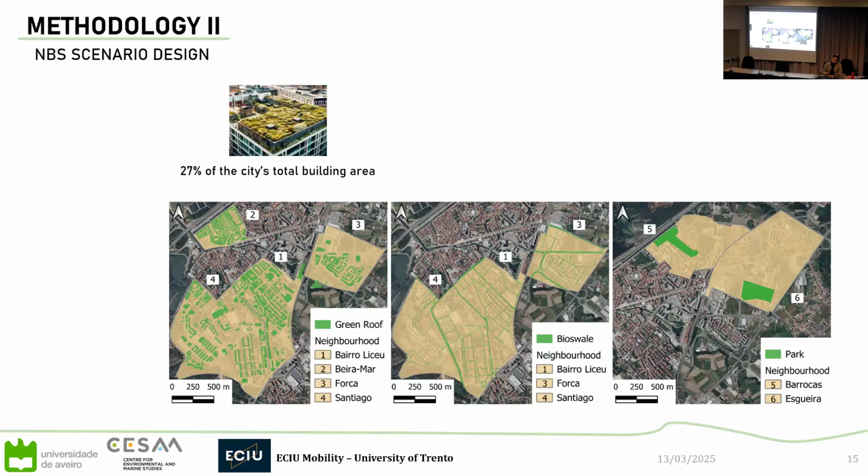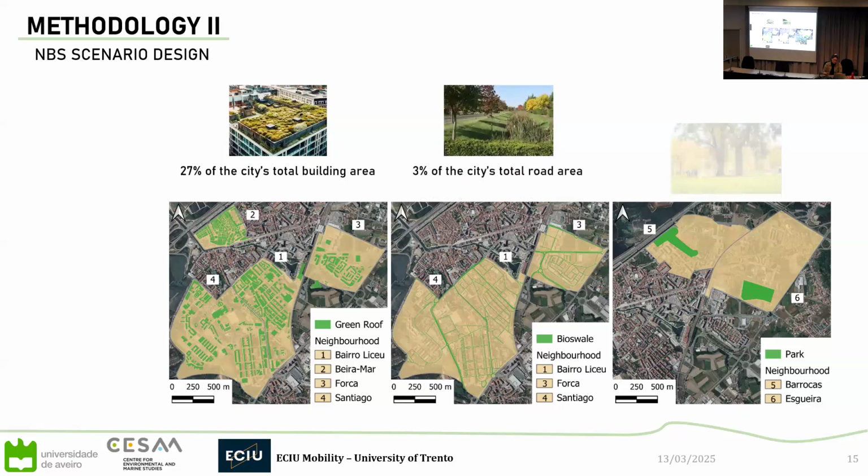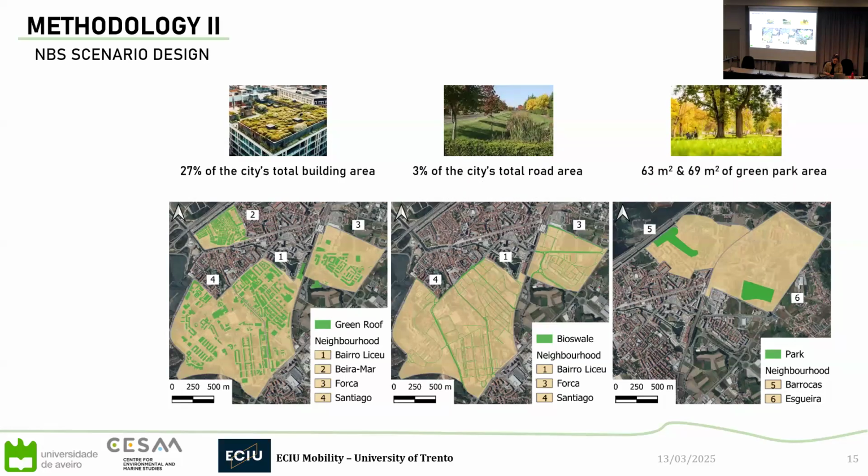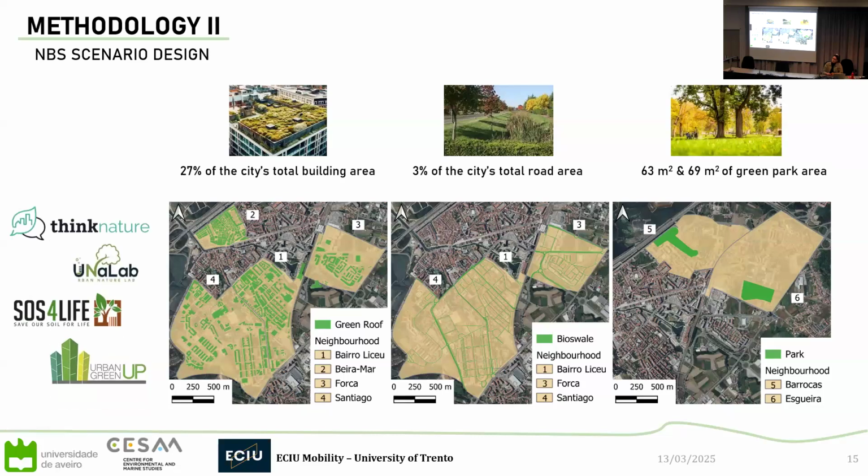Then we start designing. We actually didn't finish yet, but we started designing the nature-based solution scenarios. For the first 2 scenarios, green roof and bioswale, we decided to use the same simulation that we already used for another research in the past, so we can then compare the results. And for the last scenarios about urban parks, we actually follow one of the urban development plans of the city of Aveiro.